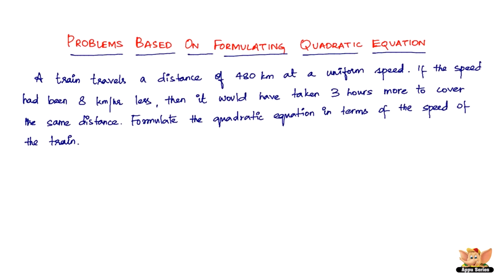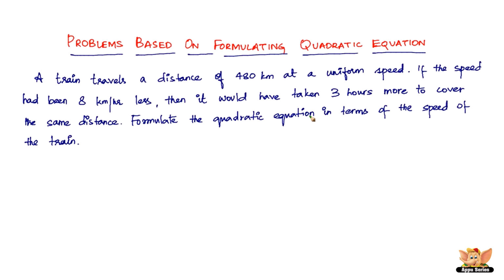So here we have another video in which we are going to solve problems based on formulating quadratic equations. Here we've got the question which says: a train travels a distance of 480 kilometers at a uniform speed. If the speed had been 8 kilometers per hour less, then it would have taken 3 hours more to cover the same distance. Formulate the quadratic equation in terms of the speed of the train.